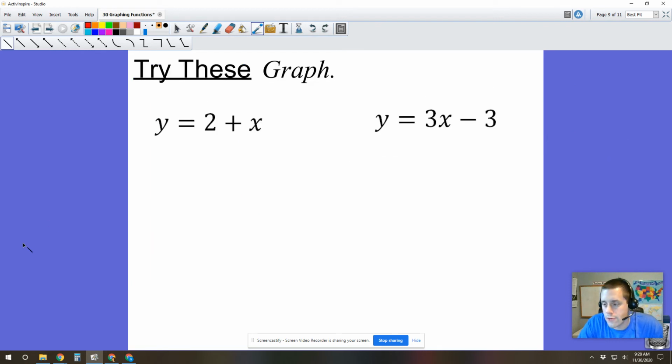All right, on the screen I have two functions for you to go ahead and graph on your own. You may need to create another coordinate plane or print out another blank one. But go ahead, graph the function y equals 2 plus x, and then y equals 3x minus 3. Pause the video while you complete your work. When you're done, hit play again, and then I will graph these and you can check your work to see how you did.